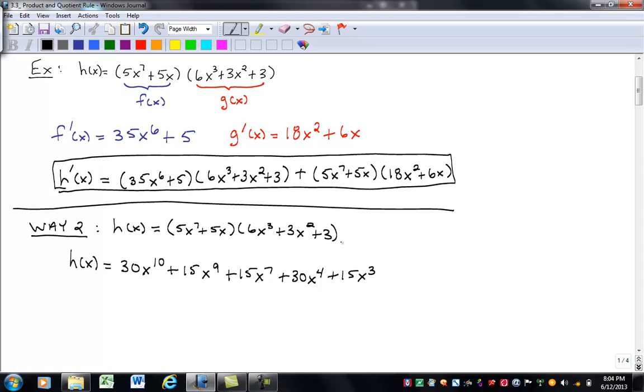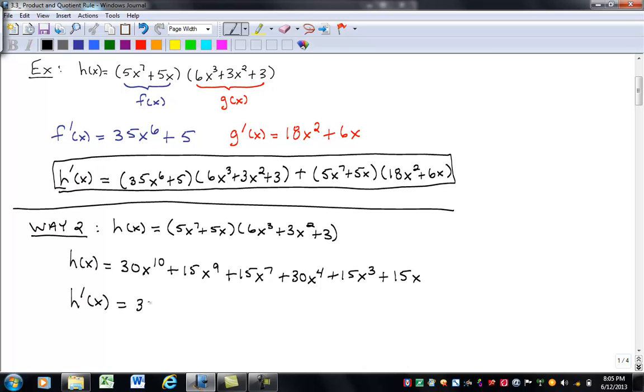And 5x times 3 is 15x. I haven't taken any derivatives yet. I just multiplied those two things together first before I took the derivative. So if you look at how h of x looks now, I can take the derivative without the product rule, because I'm not multiplying together two functions of x. All these functions are being added. So in this way, I can just take the derivative using the power rule.